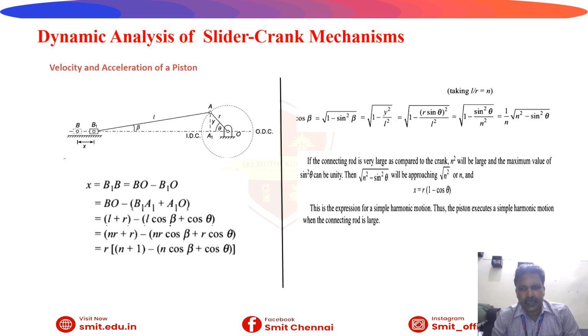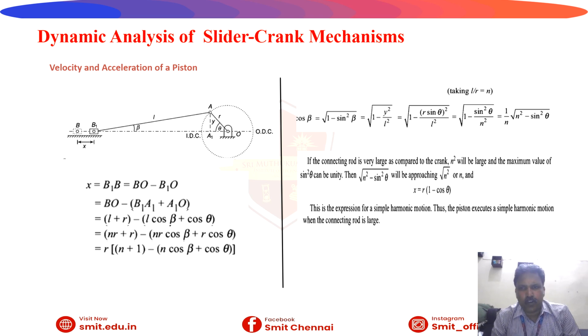Based on the substitution of the dimensions, we can write B1A1 plus A1O. Then BO is nothing but the length of the connecting rod. We can clearly write that. Now, plus r is nothing but the radius of the crank. Now, based on that, cos beta and cos theta, based on the trigonometry, we can write like that.